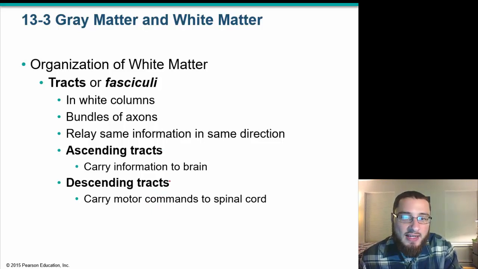You have ascending tracts and then descending tracts. The ascending tracts are carrying information to the brain, and then the descending tracts are sending that information on how to respond back to the spinal cord, carrying those motor commands. So you're getting sensory information to the brain through the ascending tracts, and then you're getting motor commands back to the muscles or back to the body through the spinal cord with the descending tracts.